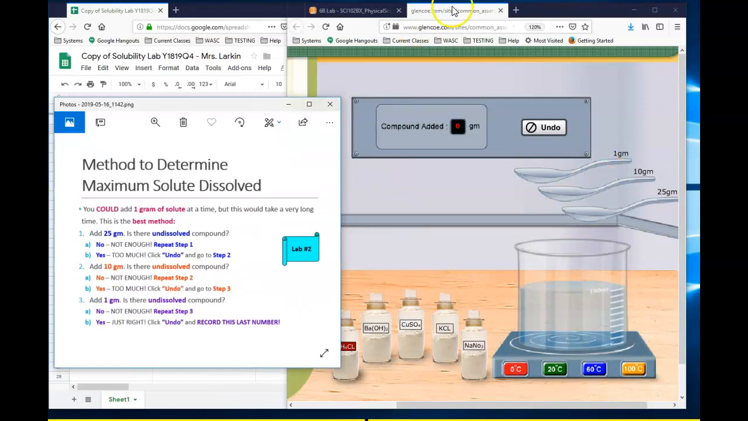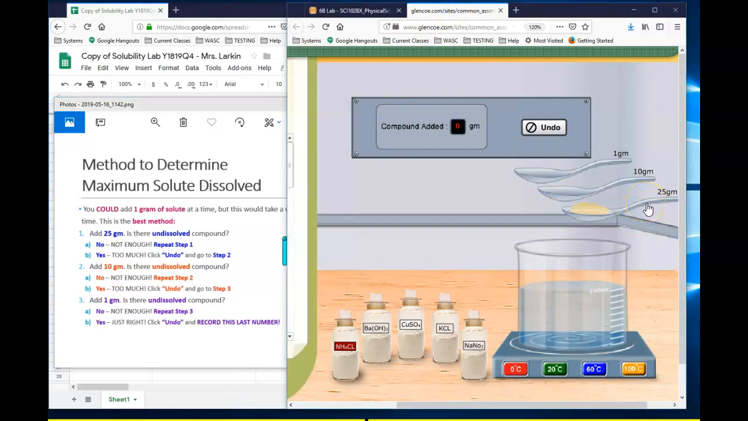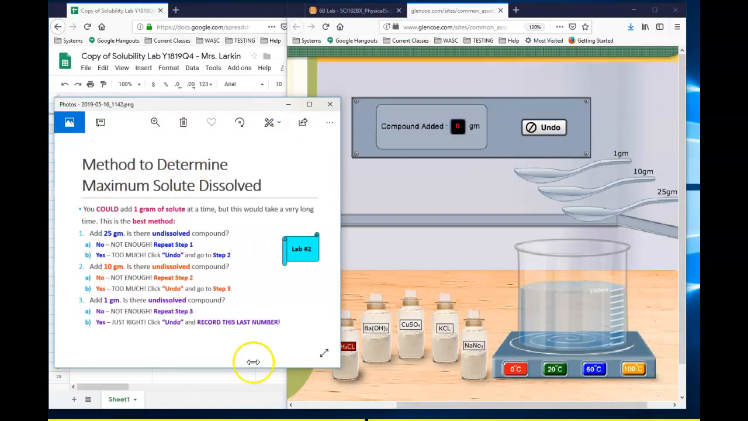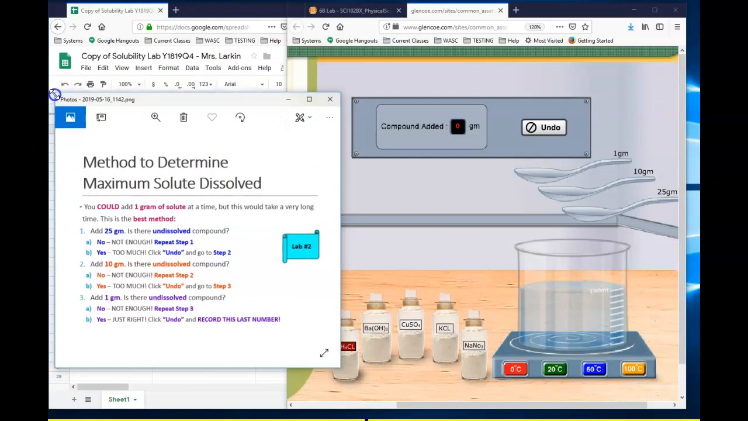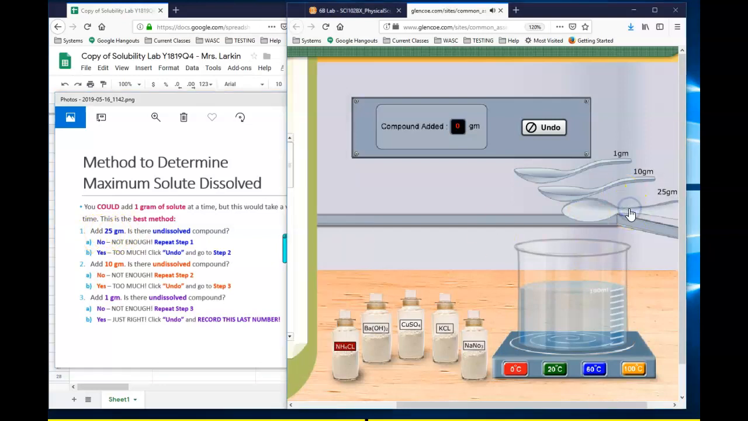So the faster way to do it is to use the bigger amounts first. And if you add too much of the bigger amounts, you then click undo and try a smaller amount. Okay, so I have the directions right here of how to do that, and it'll also be in the recording, and you can take a picture of it later when we go back to the whiteboard. Okay, but first start by adding the bigger amount. So add 25 grams. Okay, you'll notice it all dissolved, so we're good.